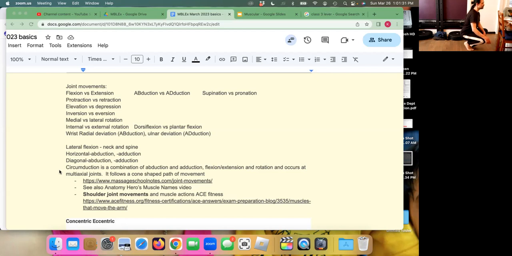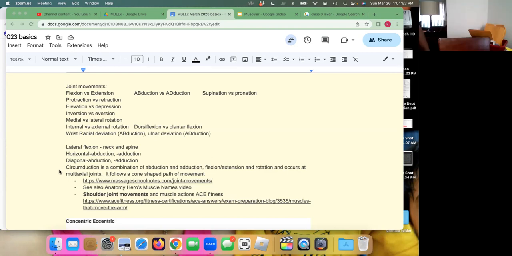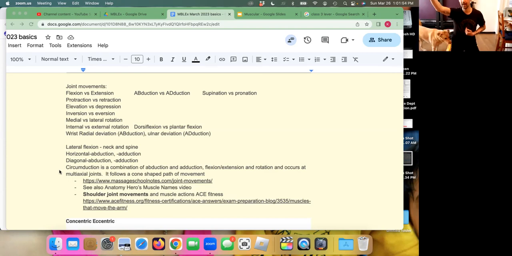And then for the shoulder, there's also horizontal and diagonal adduction and abduction. So this is horizontal abduction. And then there's diagonal abduction. Toward the midline, so I'm adducting horizontally and then I'm abducting or taking away horizontally, right? And then circumduction, and I think that's it.